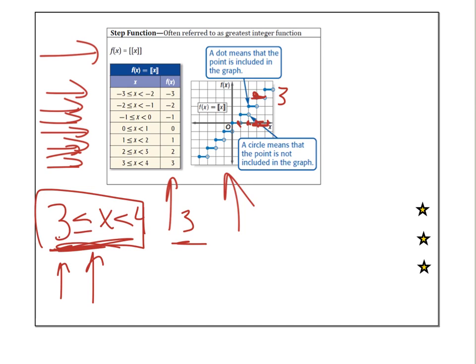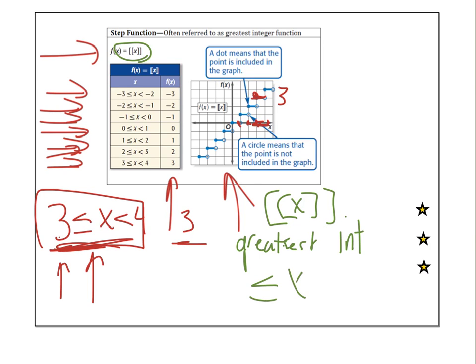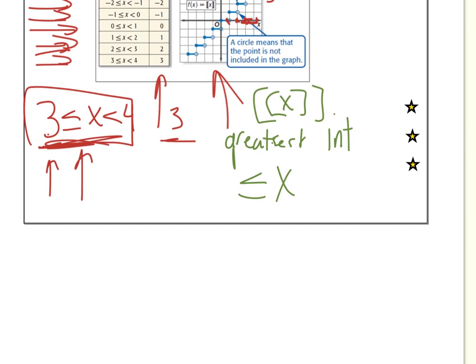So a couple things to remember. Let's take a look up here. This double bracket x literally means the greatest integer less than or equal to x, whatever x is. That's what that literally means. So that's kind of how a step function shows up.